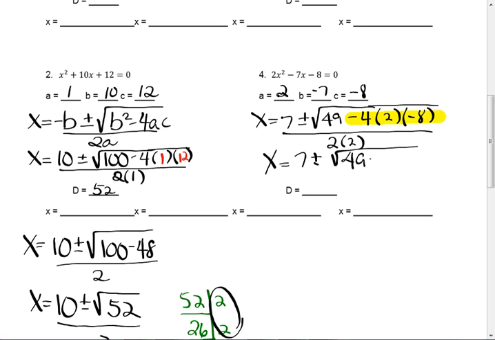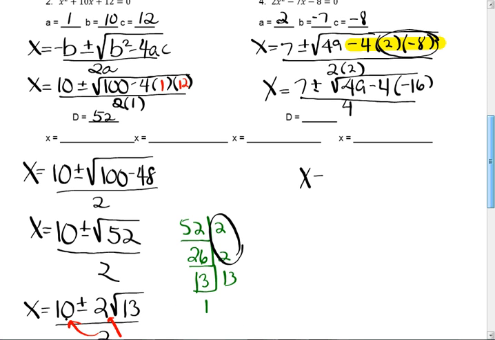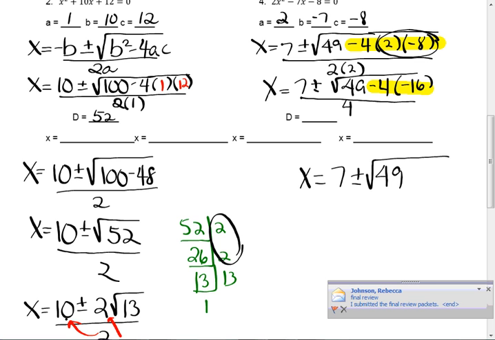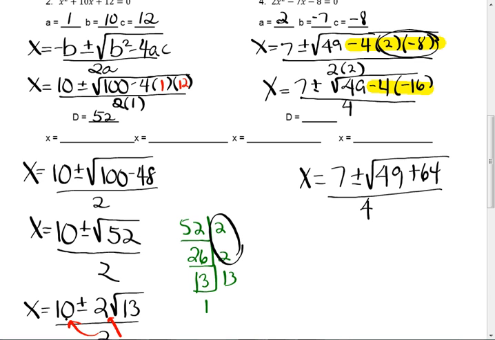So this is going to be minus 4. What's 2 times negative 8? Negative 16. Now, can I subtract 49 minus the 4? No, I can't. Order of operations says I must do that multiplying first. So x equals 7 plus or minus. Hey, Joey, you see why this is going to be positive now? Because I have a negative 4 and a negative 16. So it's plus 64, all over 4.